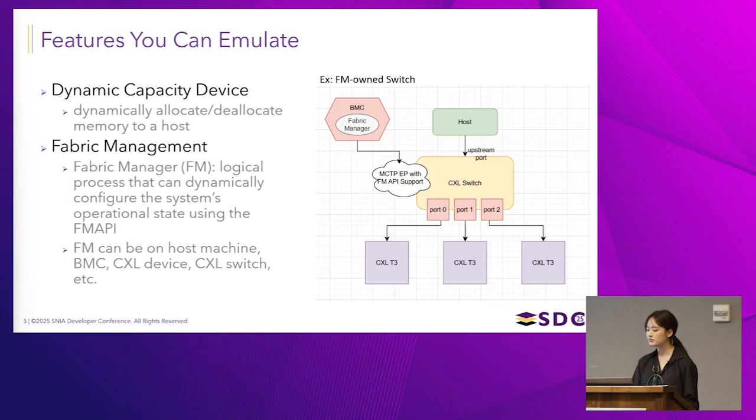So dynamic capacity devices are a subset of CXL memory devices that specifically allow you to add or release memory resources without resetting the device. And this process is facilitated by the fabric manager, or FM, and its main role is to dynamically configure the system's operational state using the FM API. And note that the FM is a logical process and not a hardware component, which means you can run it on the host, on a BMC like in the example here, on a CXL switch, or even as a state machine on the device itself. And I'll go over how the FM, the host, and the device interact in more detail in the next slide.